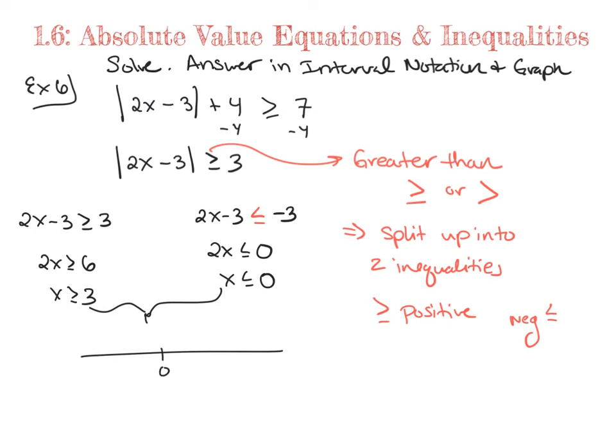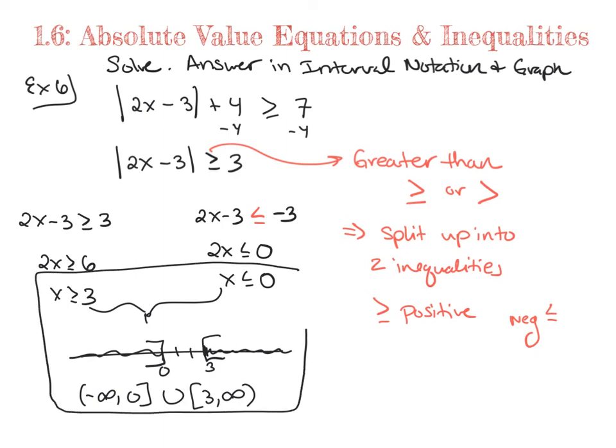X is less than or equal to 0. Remember, equals to has a bracket associated with it. So x is less than or equal to 0 is there. And 1, 2, 3, x is greater than or equal to 3. That's right on top of 3. Goes that way. And the interval notation is negative infinity to 0, union 3 to infinity. So we have two separate parts for the inequalities, two separate pieces for the graph, and two separate pieces for our interval.